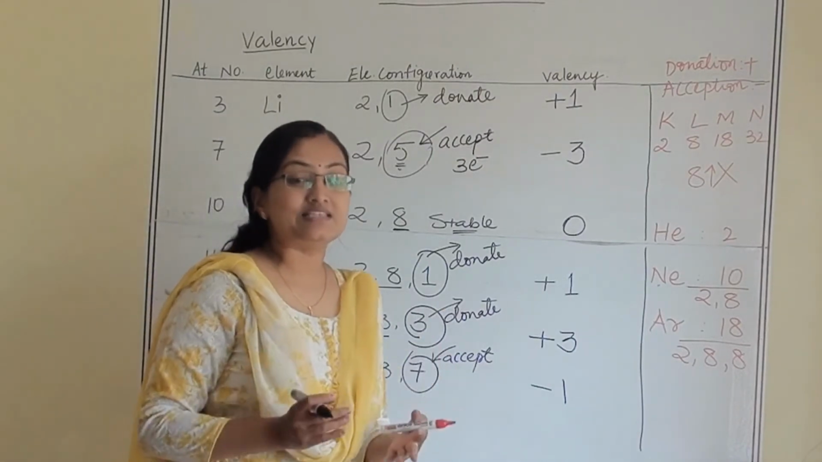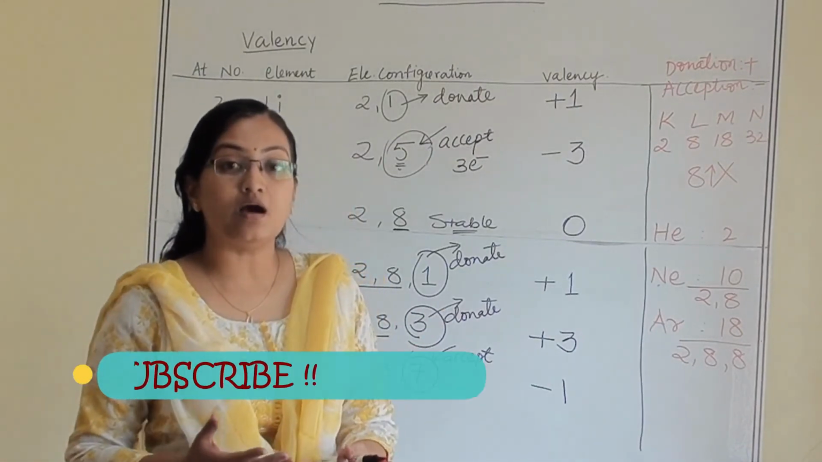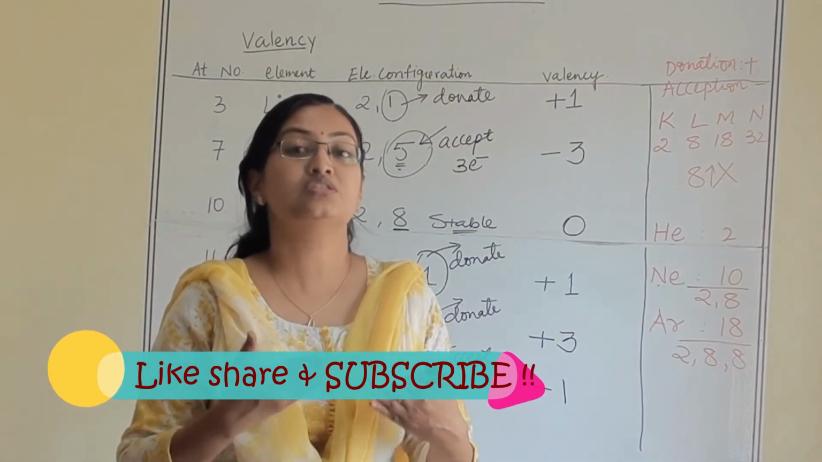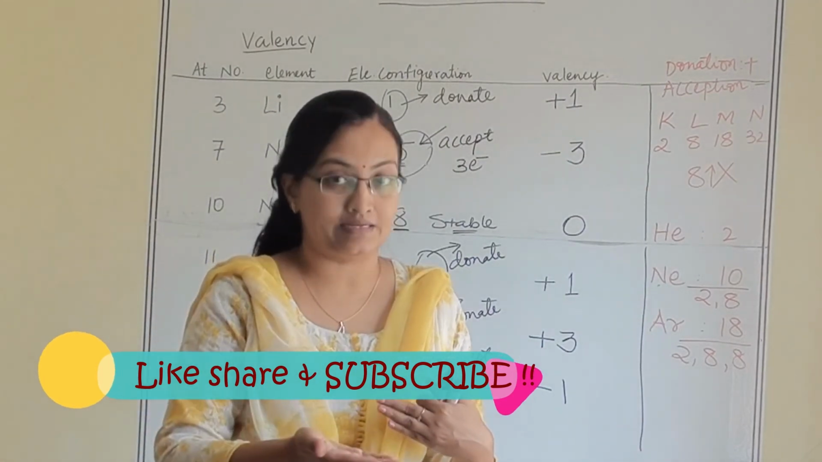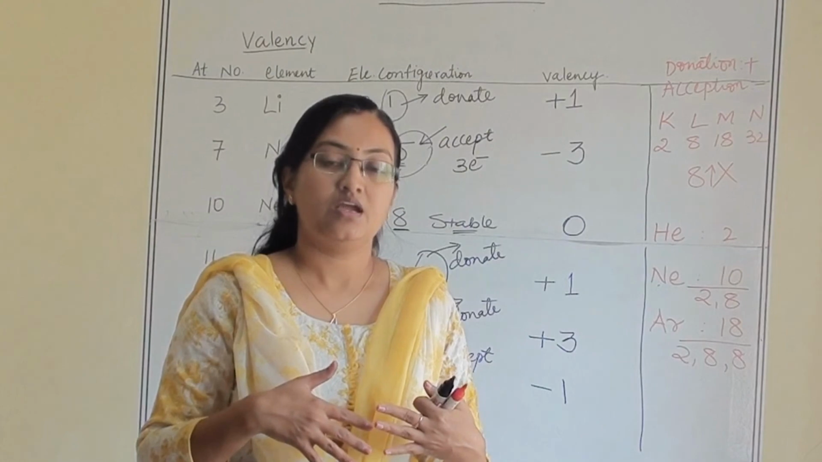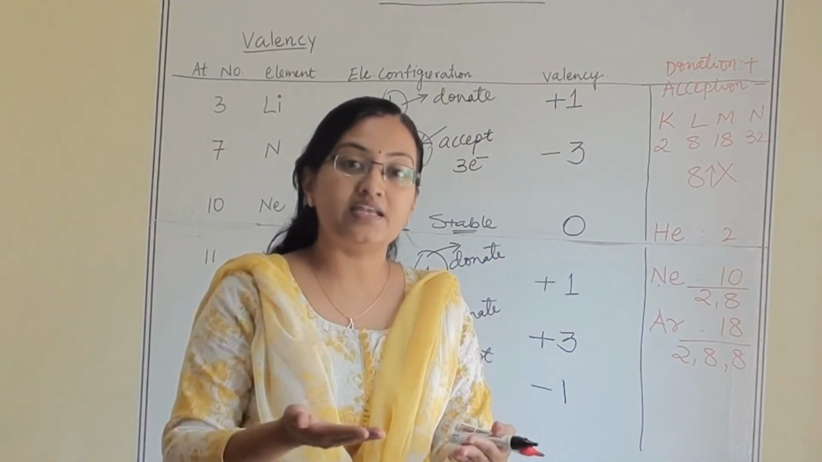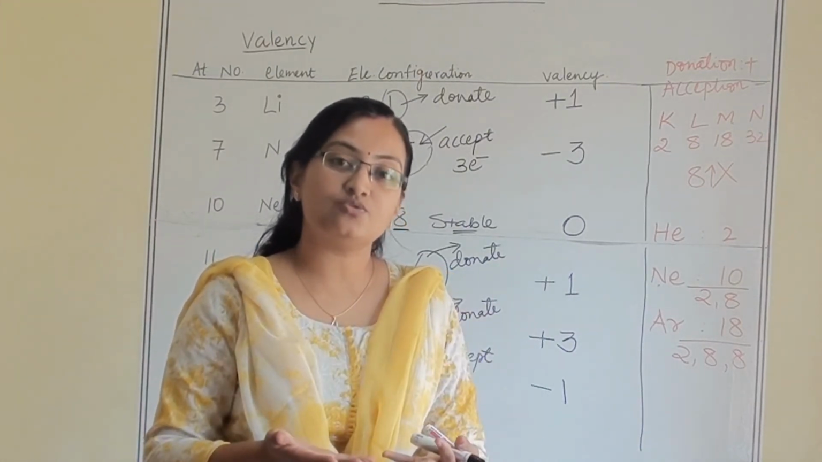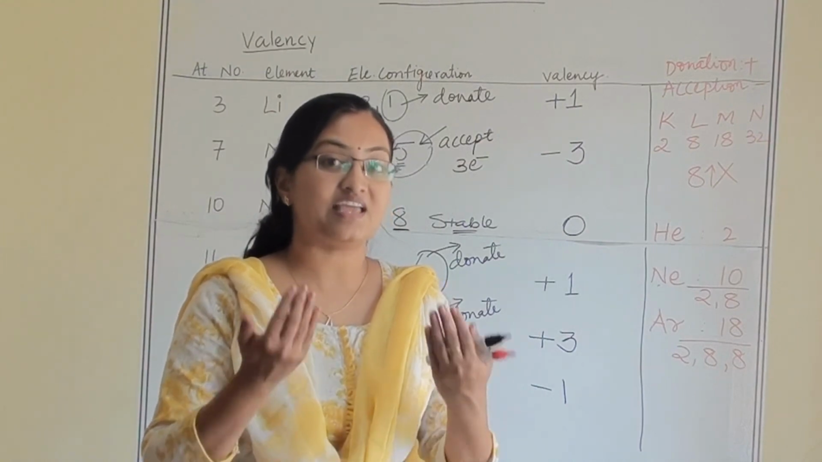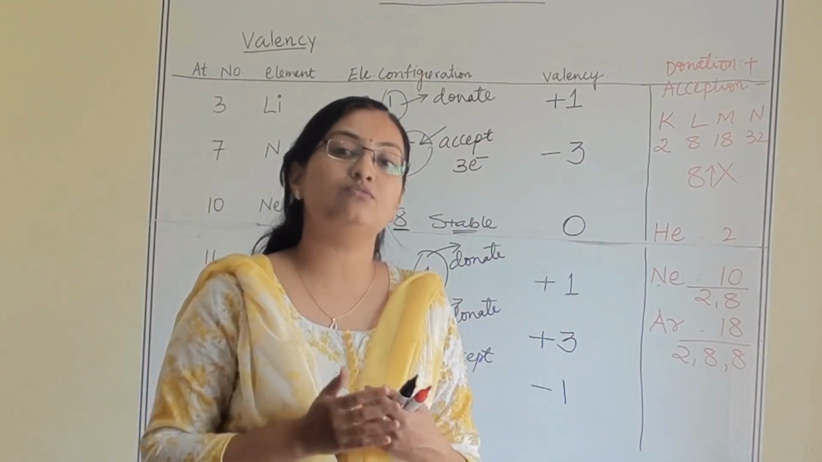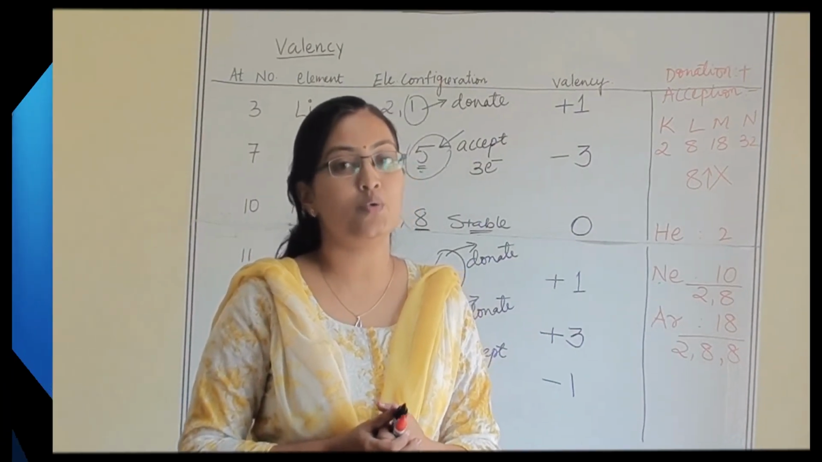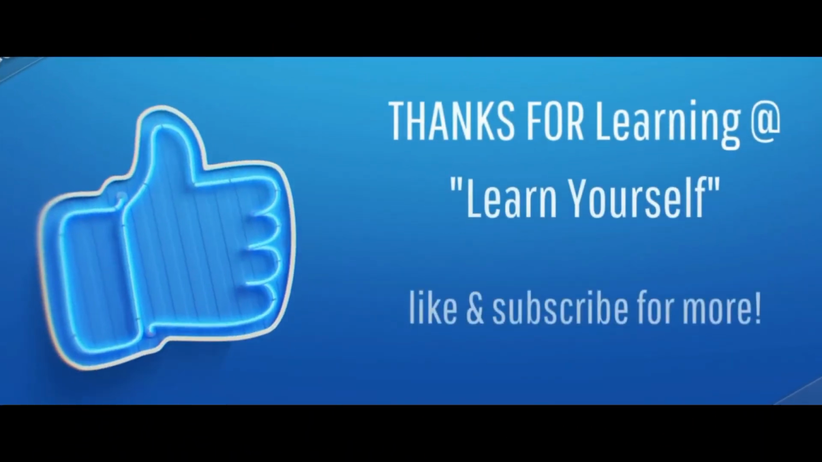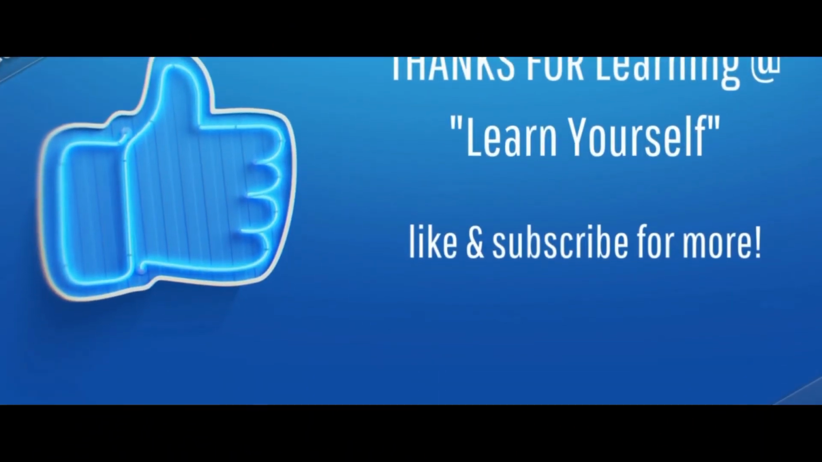Again, valency is completely dependent upon how many electrons the valence shell is donating or accepting. And whenever it is donating, that many positive charges will be generated. Whenever it is accepting, that many negative charges will be generated for the valency.